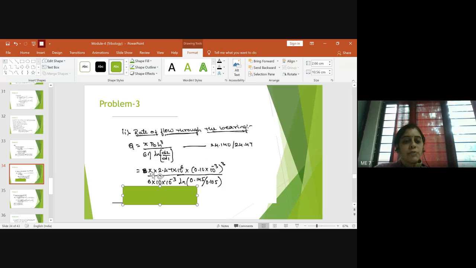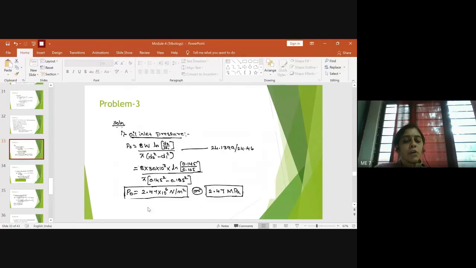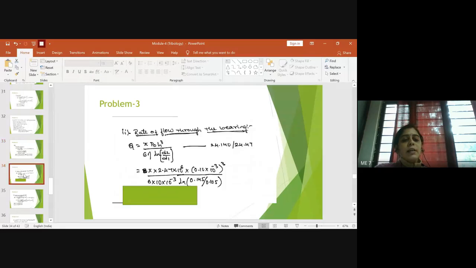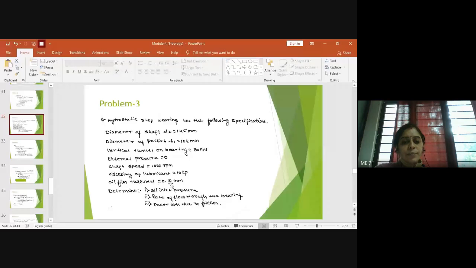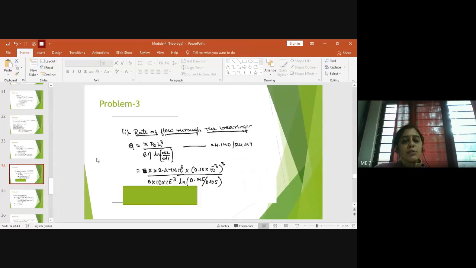So directly first you will write it as pi into P naught value. Please write down what you have calculated. It is 2.46 into 10 raised to 6, right? So write 2.46 into 10 raised to 6 into the oil film thickness. What is oil film thickness here? 0.10 mm. So kindly convert that into meters. So it is 0.10 into 10 raised to minus 3. It is whole cube. Don't forget, put this to the power of 3.